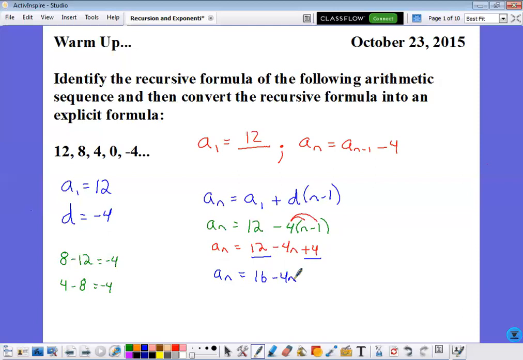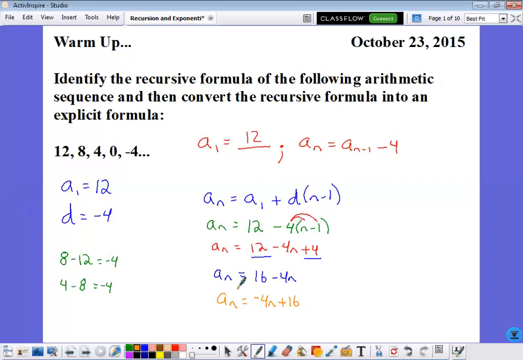Now, a lot of times on your standardized tests, things like that, they're not really going to accept this answer. We talked about this being okay with a quiz, but you might see your answers look a little bit different, maybe putting them into descending order. And so in this case, you might see it as negative 4n plus 16. The main thing I want you to understand about those two different formulas is that they are equal.